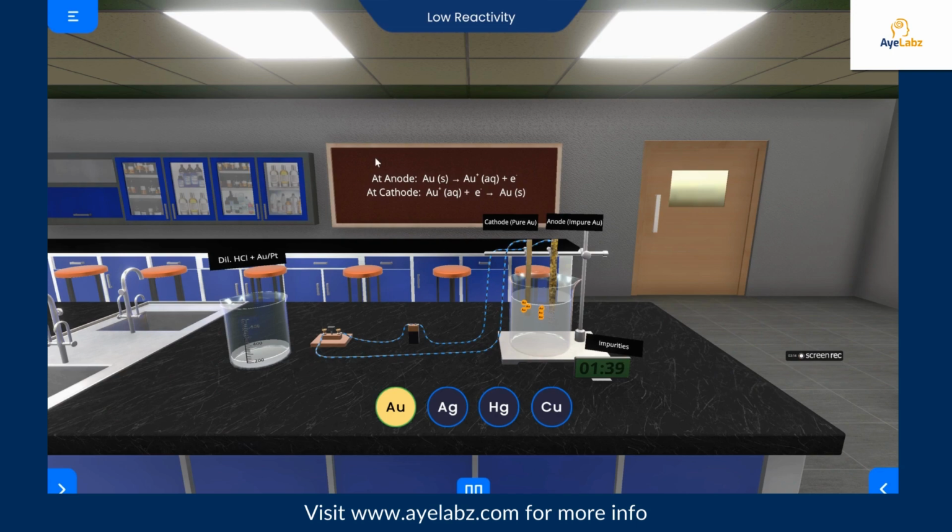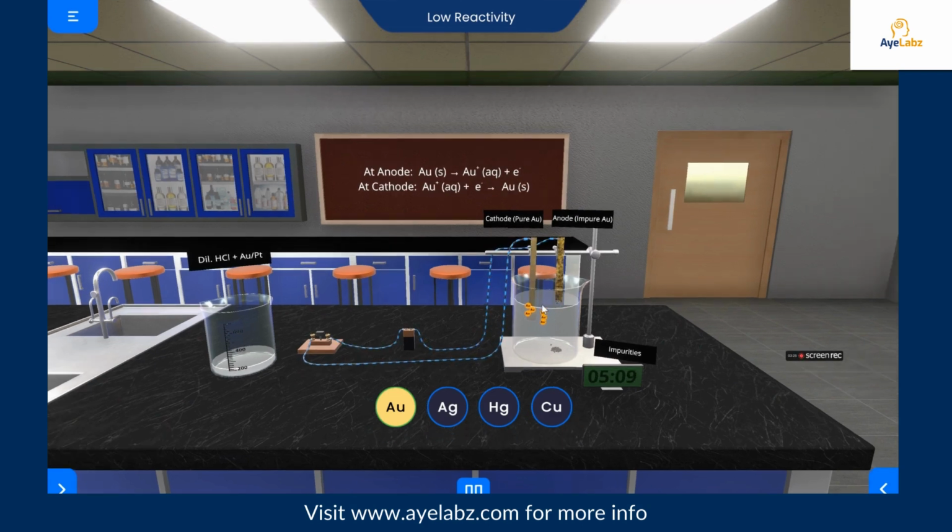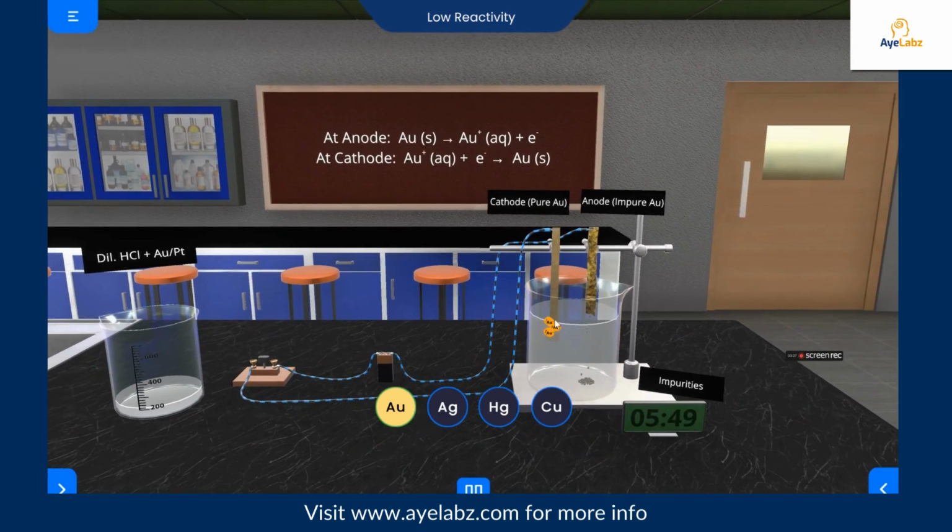As you can see on the board, the anodic and cathodic reactions are thoroughly written on the board to teach them clearly. And use the zoom in feature here to understand how the ions are transforming from anode to cathode, how the pure gold is getting deposited on the cathode and the impurities are getting deposited under the anode.